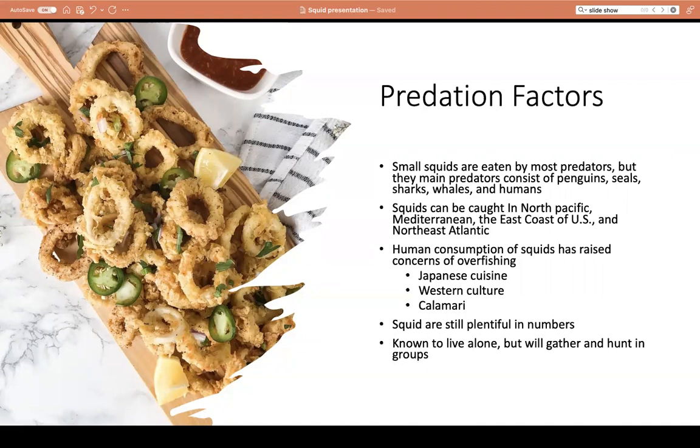Squids are often caught for human use in the North Pacific, Mediterranean, the east coast of the US, and Northeast Atlantic. They are used for Japanese cuisine, Western culture, and calamari. There are concerns about overfishing for these reasons. Still, they are plentiful in numbers and are known to live alone, but they will gather and hunt in groups to avoid predation.